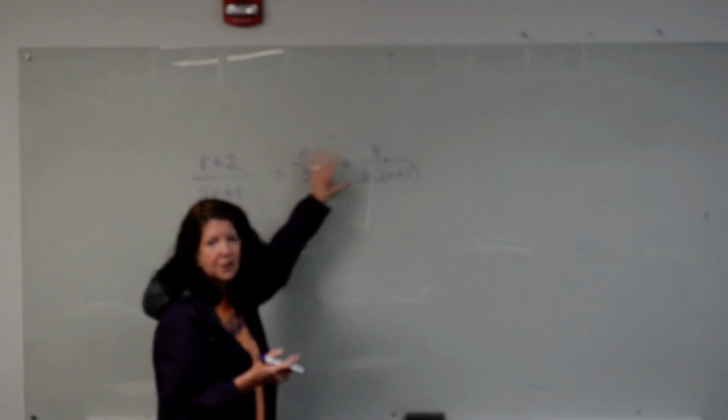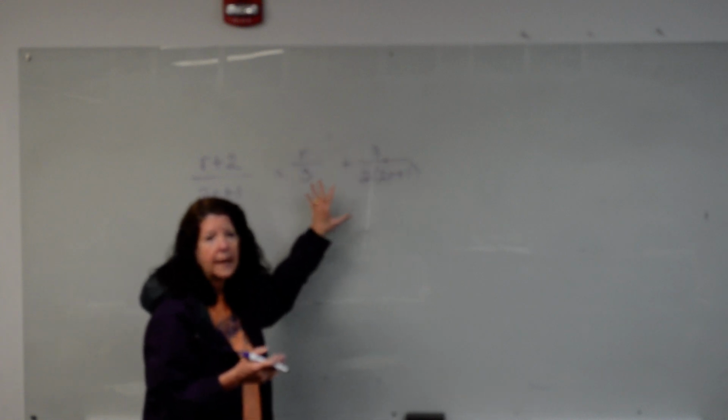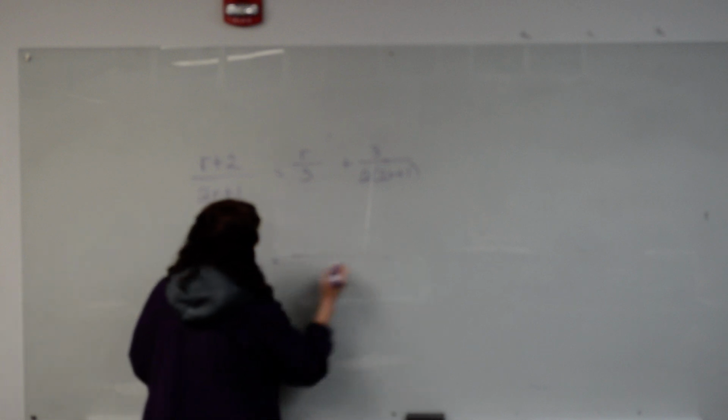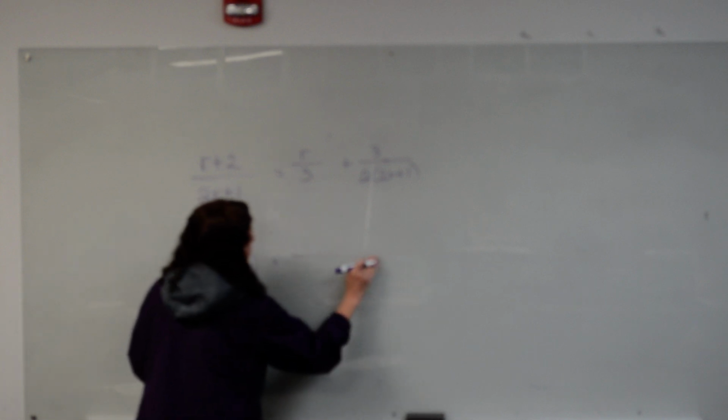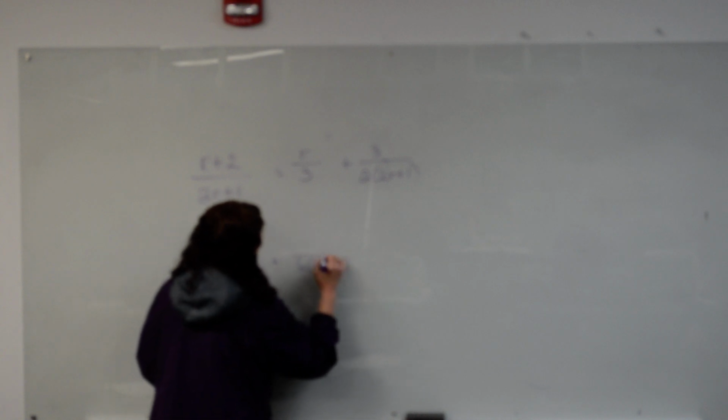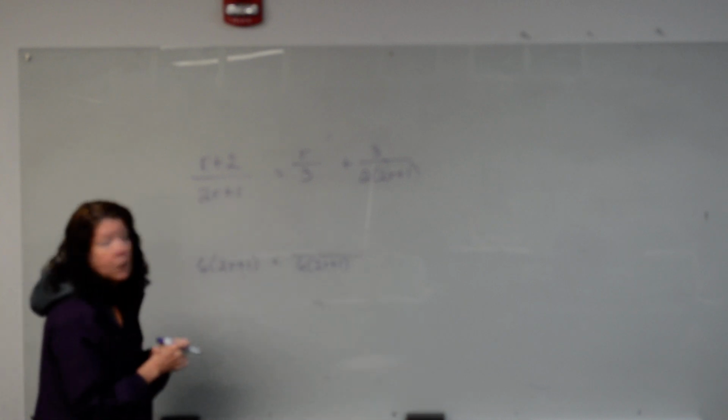I can't do the shortcut, guys, because I've got two fractions. It's only when I have a fraction equals a fraction that I can do the shortcut, okay? So what's the common denominator? 6 times 2r plus 1. So if it was multiplied, could you mark out the 30s? If it was multiplied, yeah.